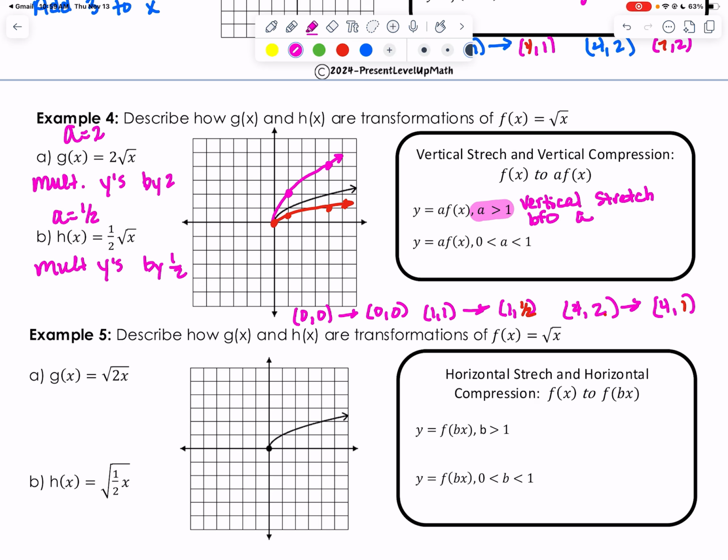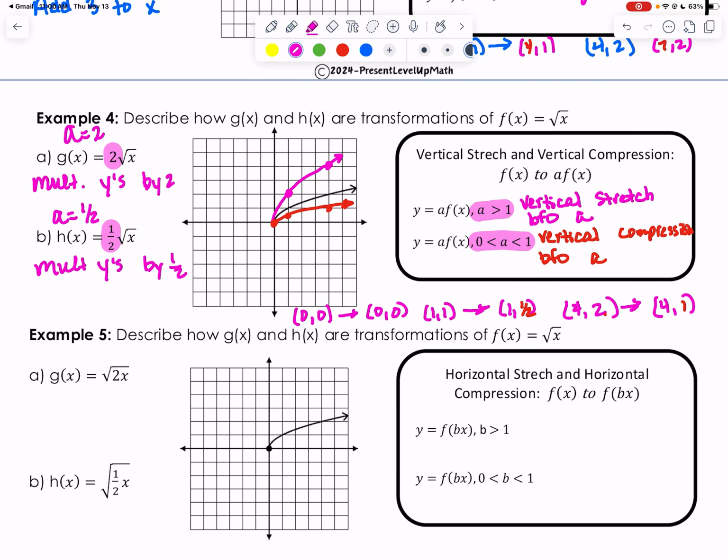Now, to generalize this, if your a is a number that's between 0 and 1, like 1/2, this is called a vertical compression by a factor of a. So whenever your number is on the outside of the square root symbol, like this 2 or 1/2, it's always going to be a vertical stretch or a vertical compression.